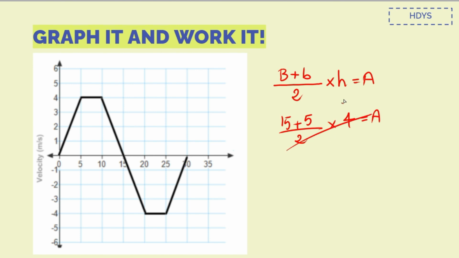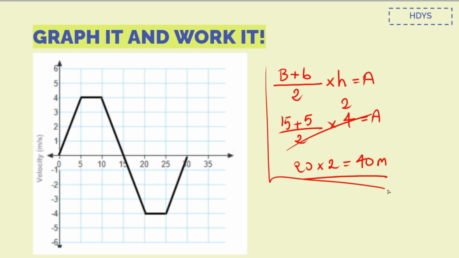4 over 2 is 2, 15 plus 5 is 20, and then 20 times 2 is equal to 40, as we will later find with the regular method. So this is very much a time saver, but if you don't have your geometrical formulas memorized, just stick to finding the areas of each different segment.